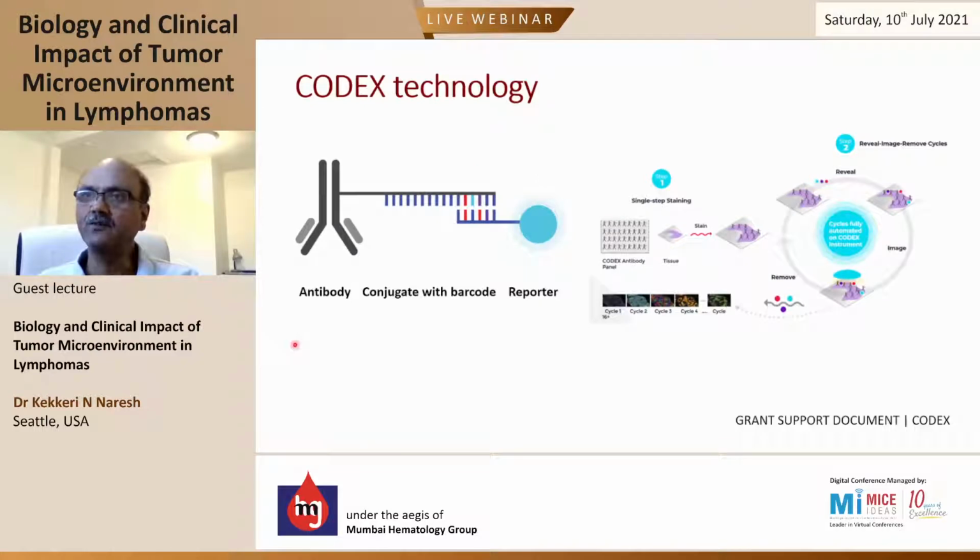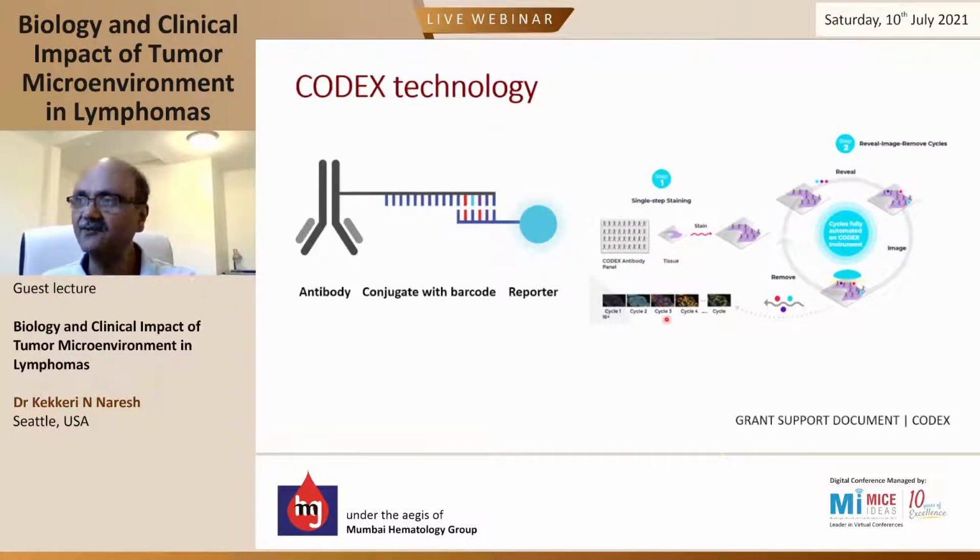Just to give you a brief idea about what this technique involves: you have an antibody, and you conjugate that antibody with a barcode, and then you have a reporter based on DNA homology. At any given cycle, you only put 3 antibodies. So you take the section, you add 3 antibodies which are attached to the barcode, and then you put the reporters for those 3 antibodies. Then you scan the slide, and you get the signal of the 3 antibodies with 3 fluorescent dyes.